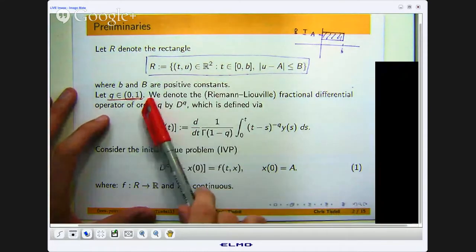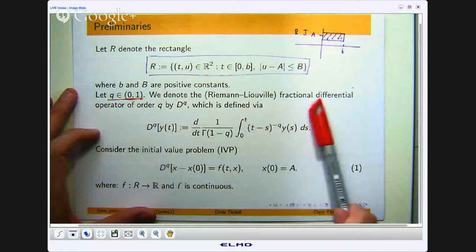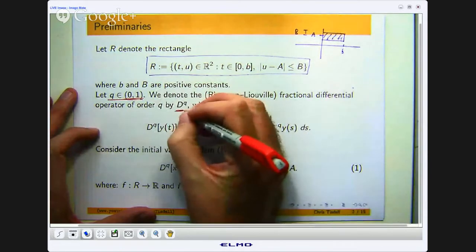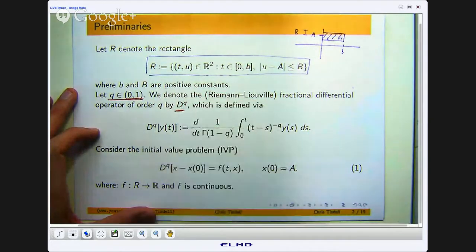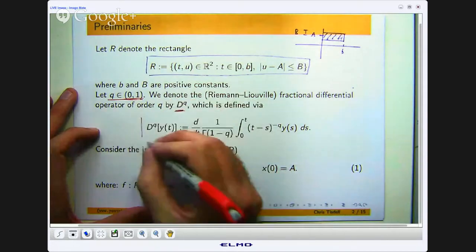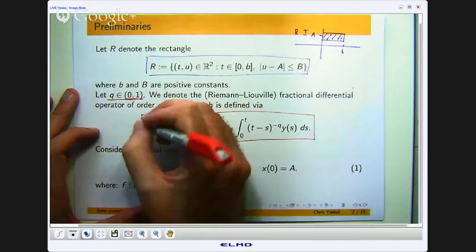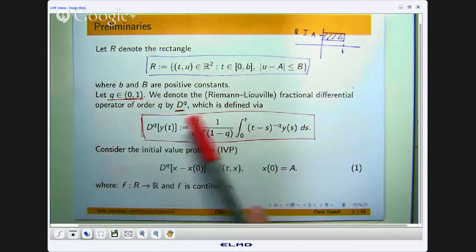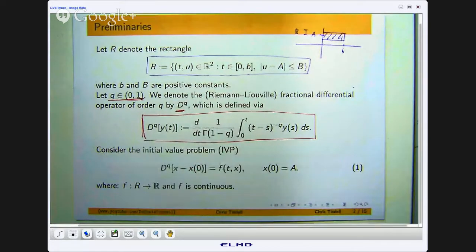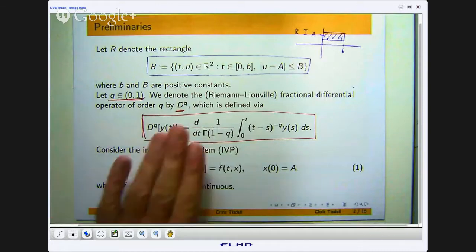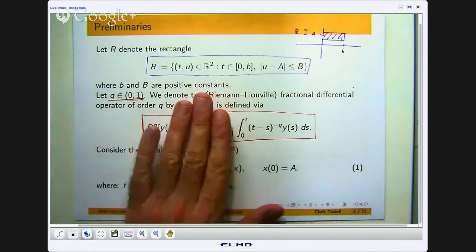I'm going to talk about the Riemann-Liouville fractional differential operator of order Q by this big DQ, and it's defined by the following expression. Okay, so this is quite confronting if you haven't seen anything like this before. So let me just sort of break it down a bit.